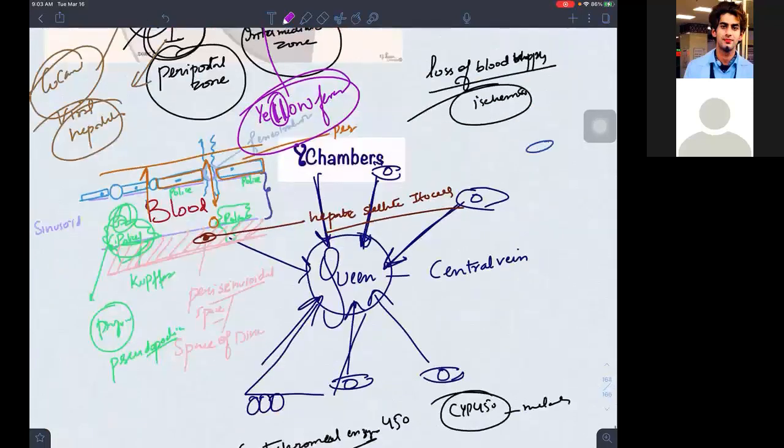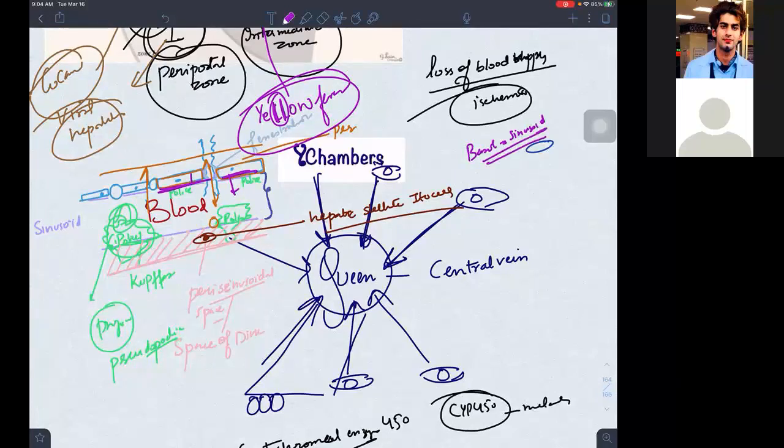Basolateral side, yeah. Basolateral side will be present where? So remember, the basolateral side will be towards this. This is the sinusoid. So remember, the basolateral surface will be facing the sinusoids. Basolateral surface faces the sinusoids.